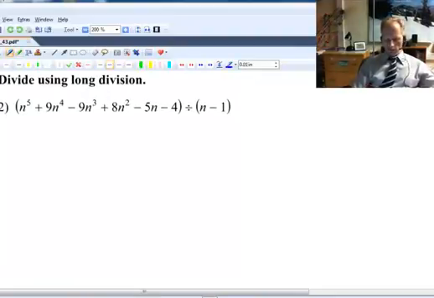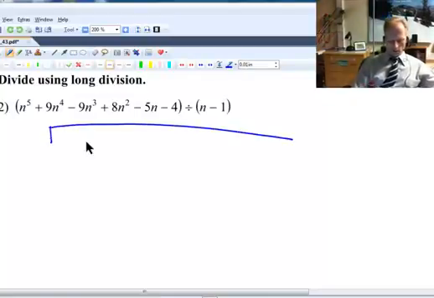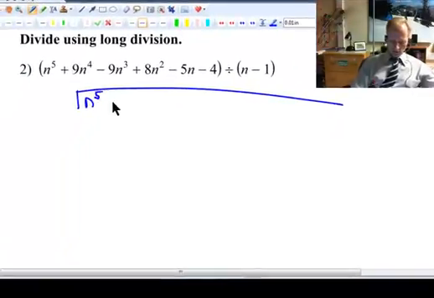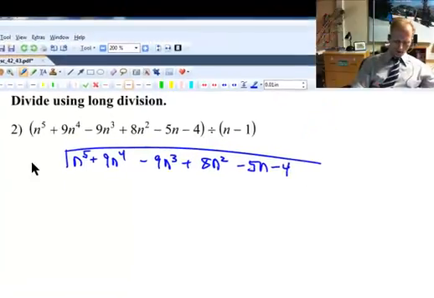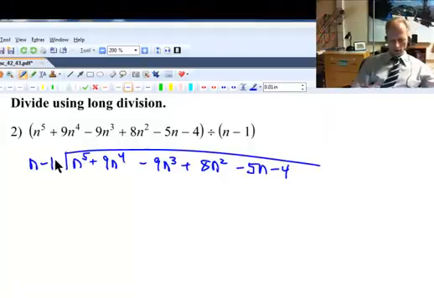Okay, here I have a long division problem, so I'm going to write the dividend underneath the division symbol. And I'm going to divide by n minus 1. So I write that outside.